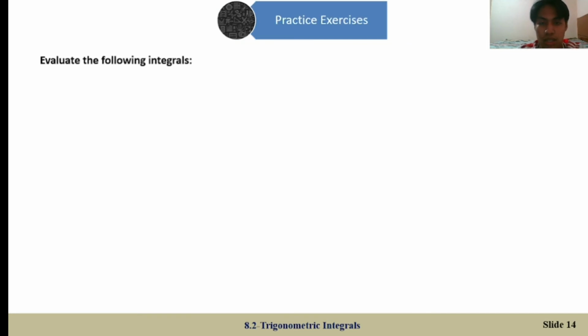Now, to ensure that you understand the presentation thoroughly, I prepared a few exercises together. So evaluate the following integrals. First one, the integral from 0 to pi over 2 of sine squared 2 theta cosine cubed 2 theta d theta.